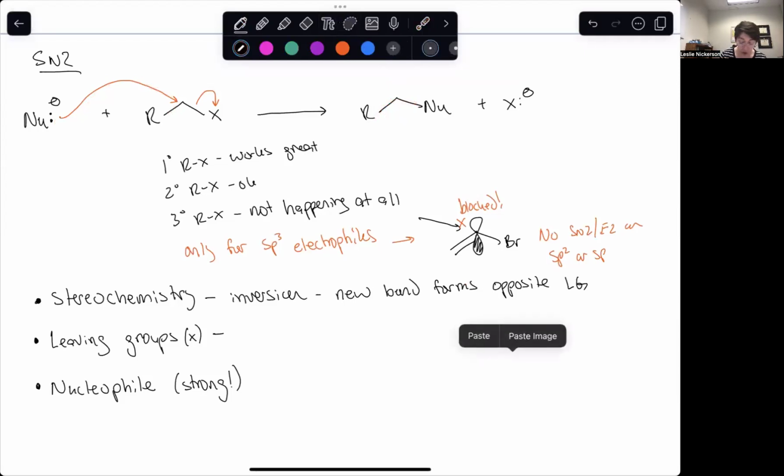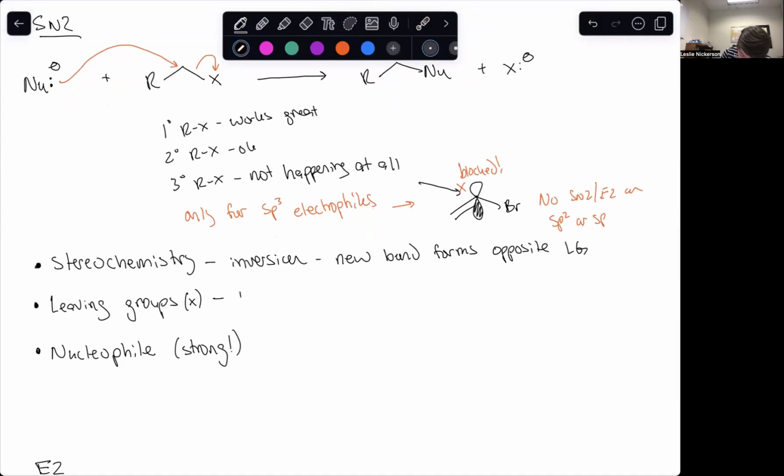Okay, so what leaving groups can we use? We've got iodine, bromine, and chlorine. Okay, so any of those three halogens are going to work fine. It's going to be iodine is the best, chlorine is kind of the worst, and we'll talk about leaving groupability as well at some point. But these are the ones that work. Fluorine is never going to be a leaving group, so just keep an eye out for that.